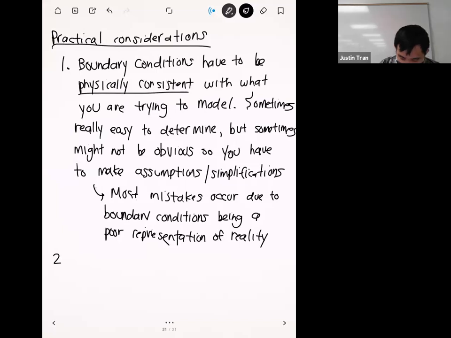Okay, and so the other practical consideration that I have here is to think about the location and how you're applying the boundary condition. Okay, and so when you're doing a general 3D simulation, your boundary conditions can be applied either at a point, on an edge, or on a surface. Okay?